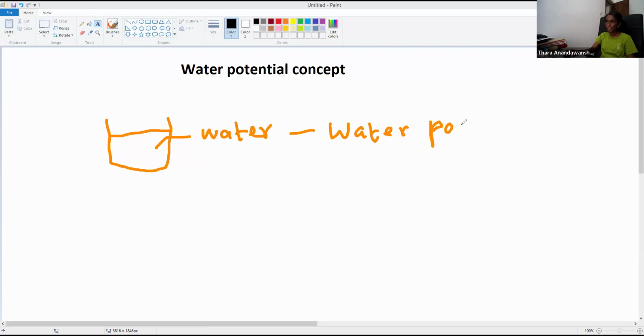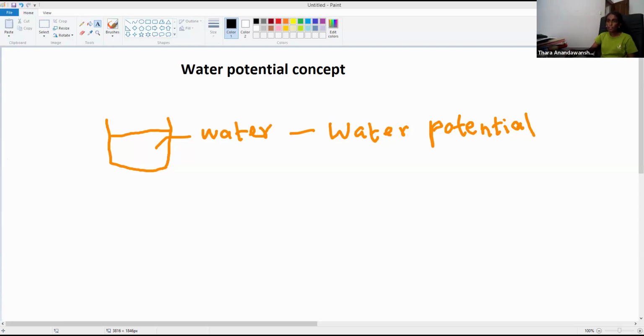I'll tell you what water potential is. Water potential is something related to the potential energy of the water molecule. It is also somewhat related to the kinetic energy. For example, if something is causing an increase in the kinetic energy or the movement of the water molecules, it is increasing the water potential. If something is reducing the movement of water molecules, that is reducing the water potential.